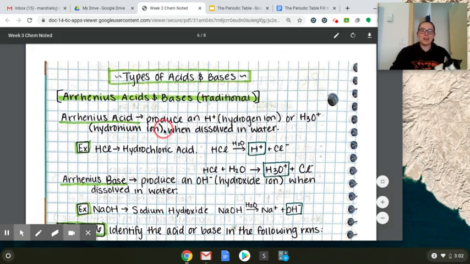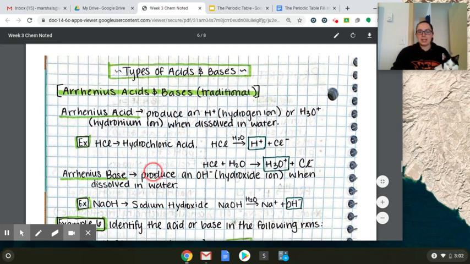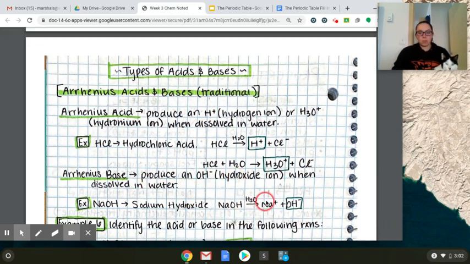Okay, so that's an Arrhenius acid. It's going to produce an H plus. An Arrhenius base is when we produce an OH minus, or a hydroxide ion, when dissolved in water. Sodium hydroxide is our best example here. When we dissolve it in water, we get Na plus and OH minus.